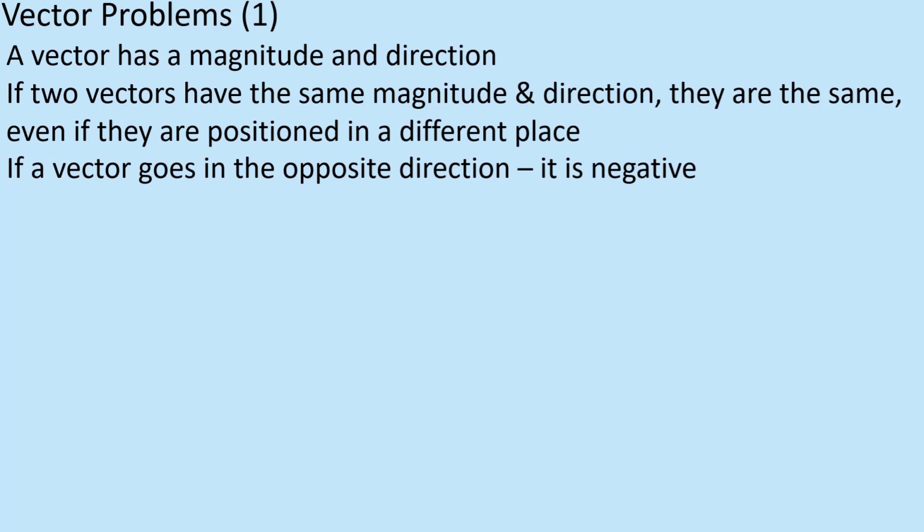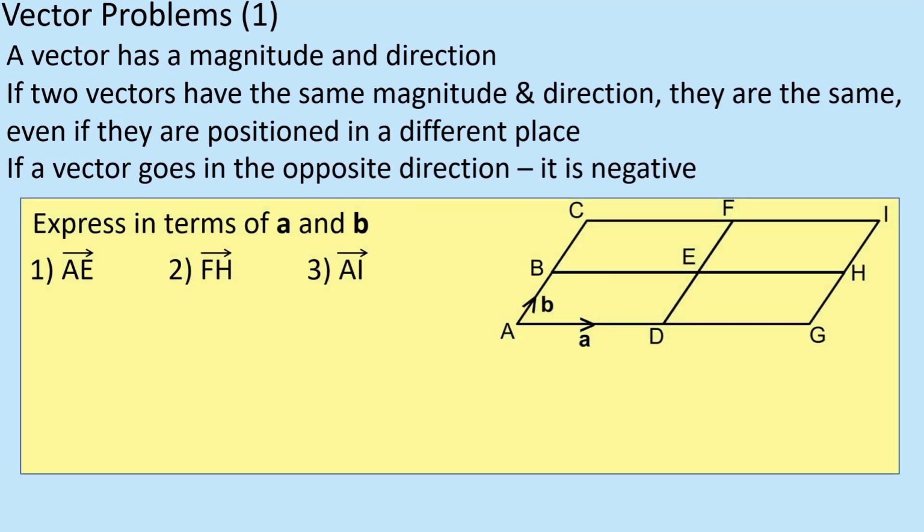If a vector goes in the opposite direction, it's negative, and therefore you should be able to apply that to this. So, expressed in terms of a and b: AE, FH, and AI. I'm going to try and walk you through this as best as I can. First of all, AE. AE goes from here to here. When we're doing vectors, what we're looking to do is the movement from one place to the other, given A and B.